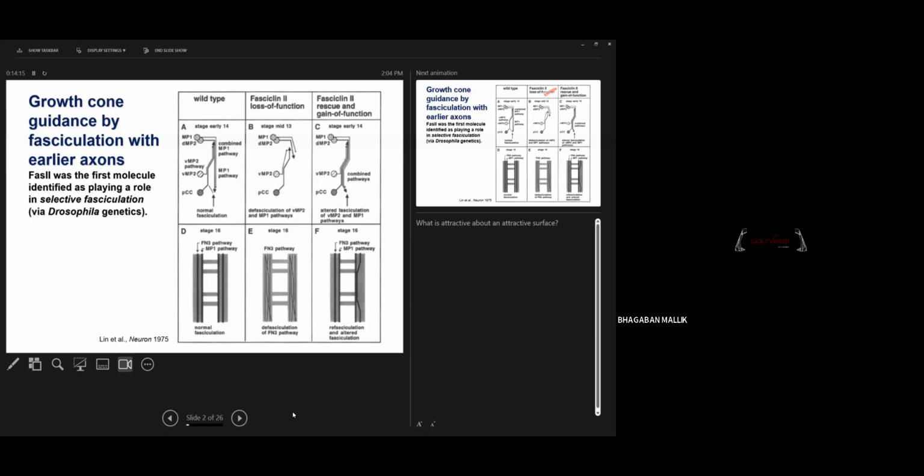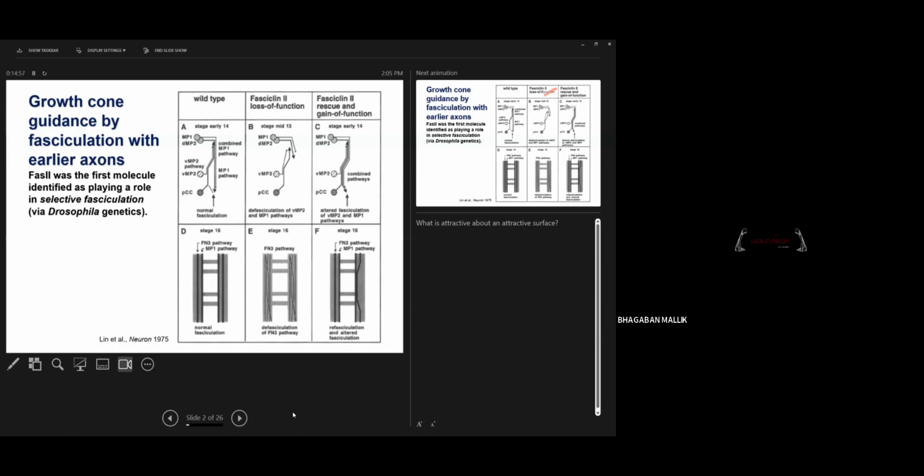So this is the wild type. Here you have 2 distinct signaling pathways operating. One is the MP1 signaling pathway, another is the VMP2 signaling pathway. So you have the neuron from the MP1 pathway, and then the neuron from the VMP2 signaling pathway. These 2 neurons, MP1 and MP2, interact, and the interaction is facilitated by another group of neurons, the TCC group. You can see that because of the interaction, you have fasciculation of the axons. They identified this in early stage 14.